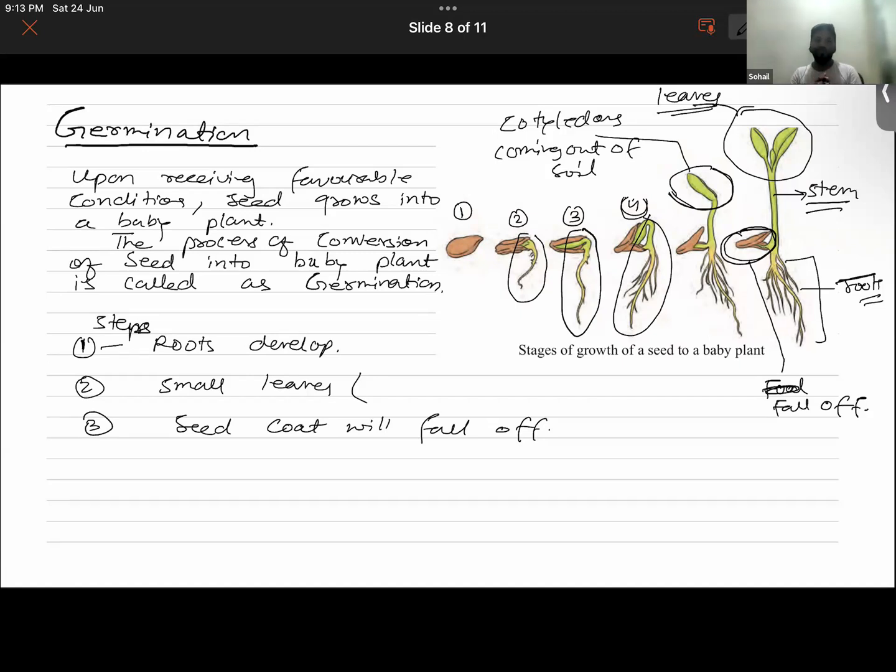In fact, you can perform one activity as well. Take some gram and moong seeds and soak them for about 5 to 6 hours, and you will notice that white roots will start to come out of it. All right then. Any confusion from today's class? Any questions? No. Okay, so just explain to me what is germination.